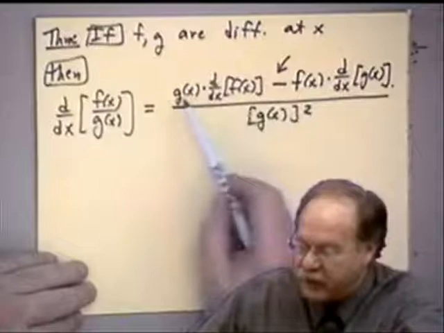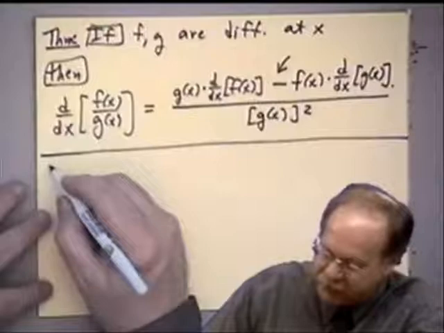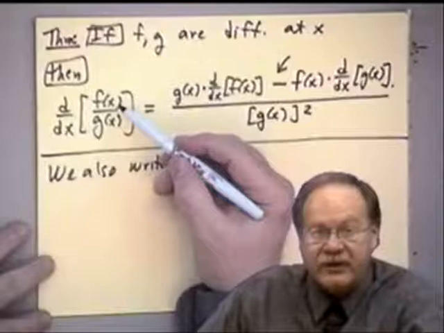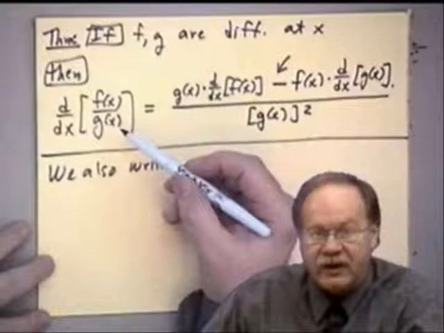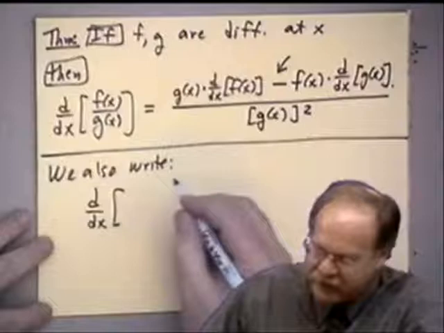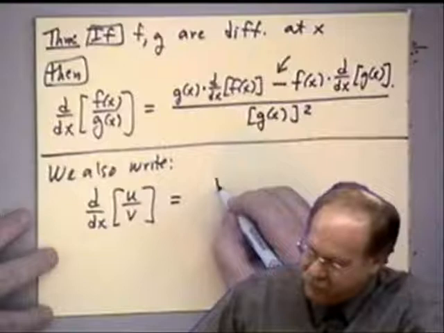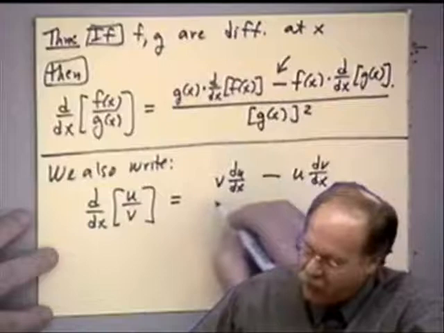So you want to practice this as much as possible. We also write, again, if we think of f of x as simply the function u, not mentioning the x, and the function g as v, not mentioning the x, we can write this a little bit more simply and with a nice rhythm to it sometimes. The derivative of u over v is going to be v du dx minus u dv dx all over v squared.